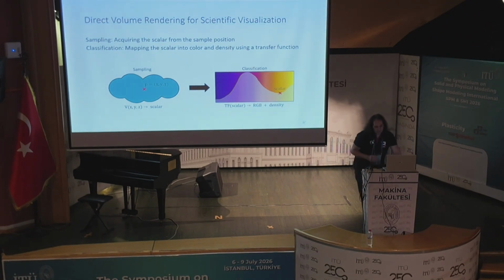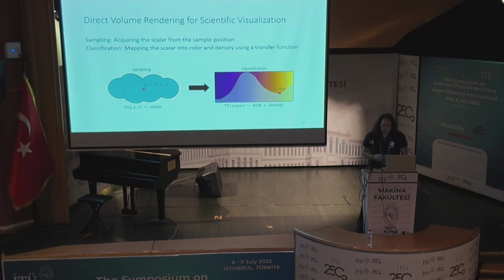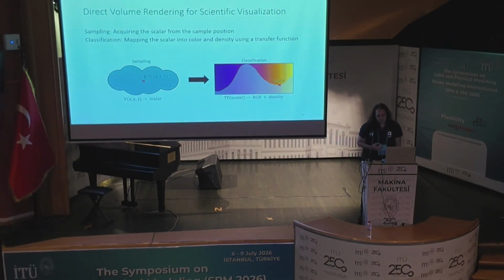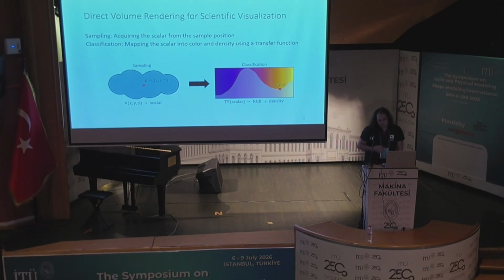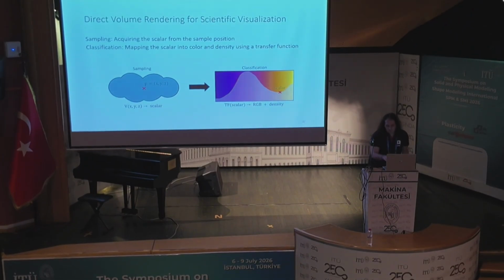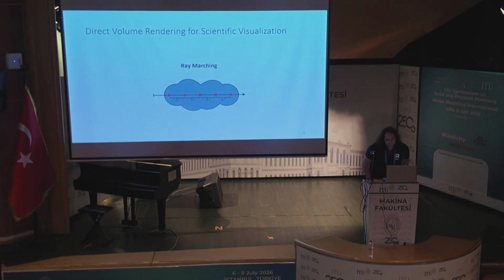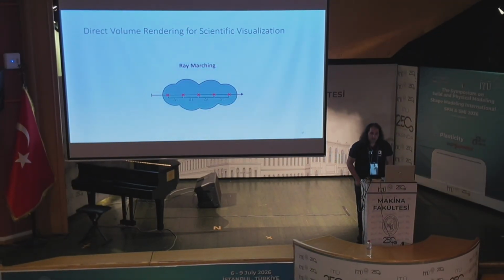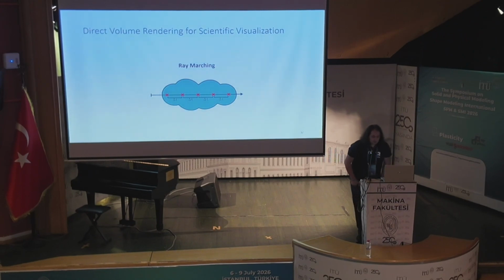So for direct volume rendering, there are usually two steps. The first one is sampling. Sampling means that we acquire the scalar from a position. Then we use classification, where we take that scalar and convert it into a color and density value. There are many different rendering algorithms, but ray marching is the well-known, simplest, and most common one.